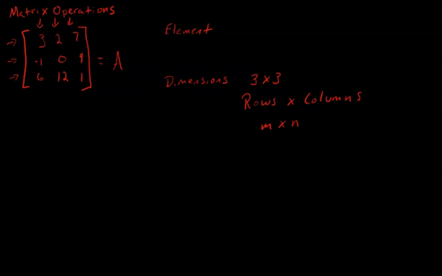Again, an element is just a single part of the matrix. So something like 7. Right? So 7 is an element of the matrix. It is the element A subscript 1, 3. So 1, 3, this is not 13. This is row 1, column 3. Right, so again, 1, 2, 3, 1, 2, 3.